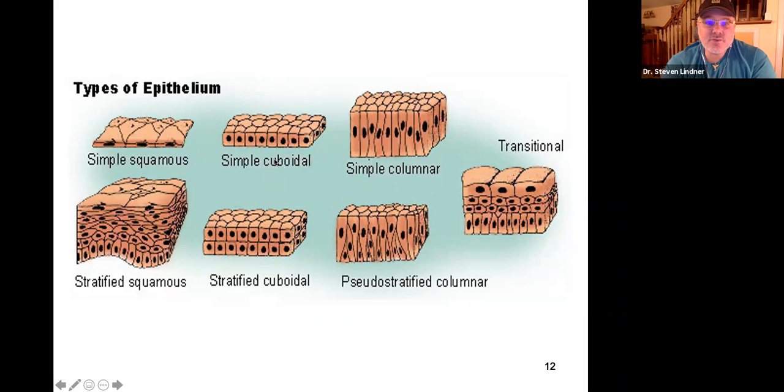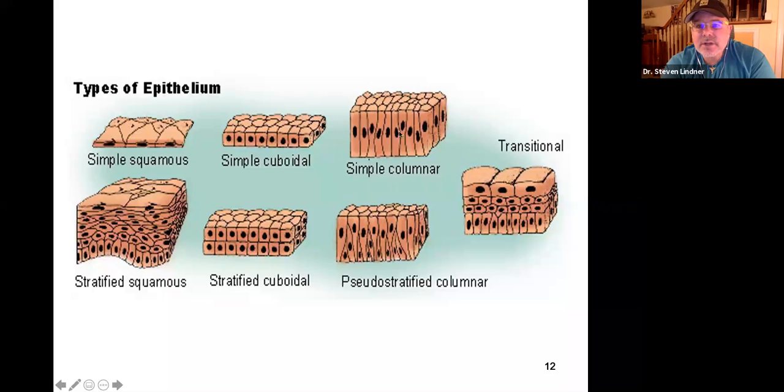And the same thing is true if we're going to have water or certain nutrients to filter or absorb through something simple cuboidal compared to stratified. It would be easier to go through cuboidal that's simple compared to a stratified. Now let's look at simple columnar. These are columns. These are very tall rectangles or buildings.